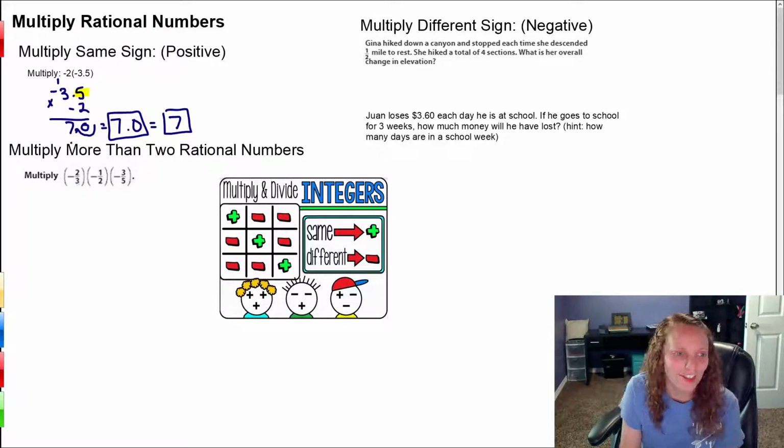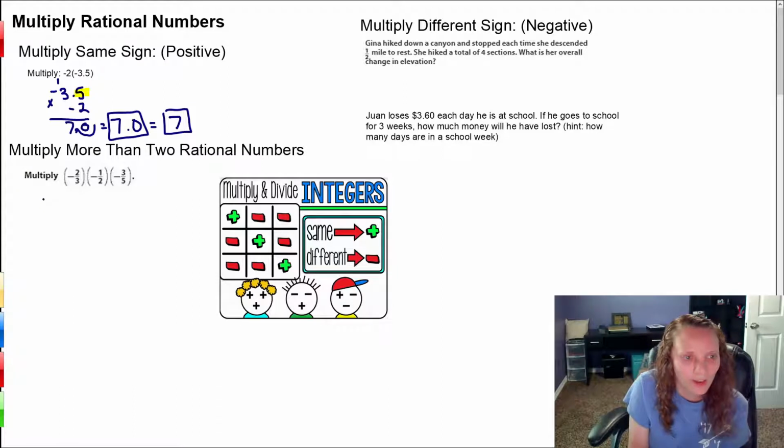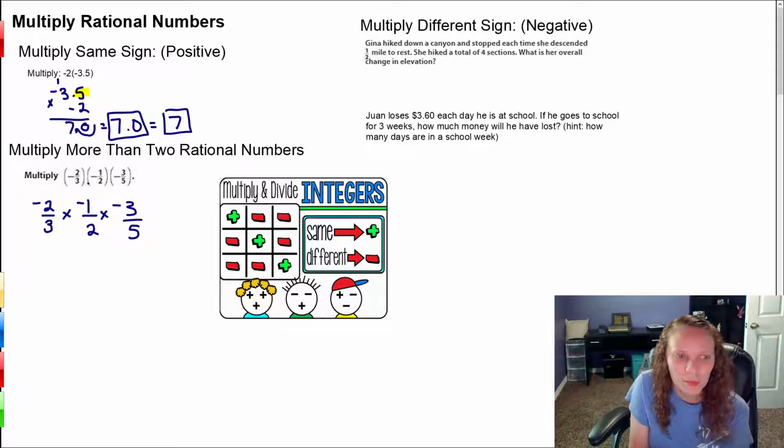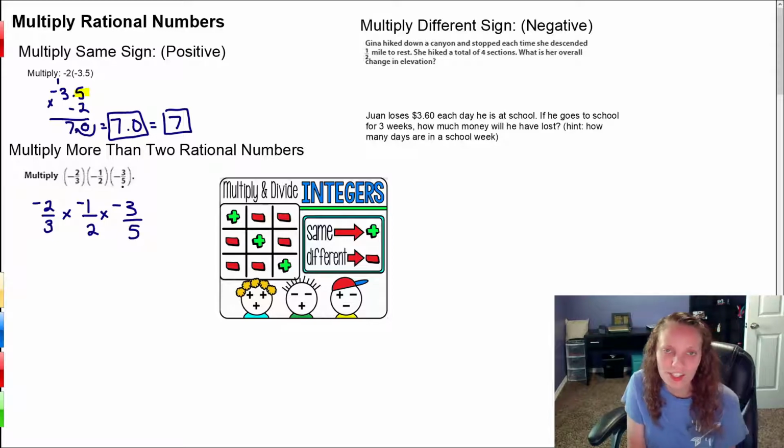Multiplying fractions. I want to rewrite it so I have a little more space. Negative 2 over 3 times negative 1 over 2 times negative 3 over 5. Again, the parentheses, when they're next to each other like this, that just means to multiply. We're going to multiply straight across. So all the numerators we're going to multiply together. Let's ignore the negatives for now, but we will come back to it.